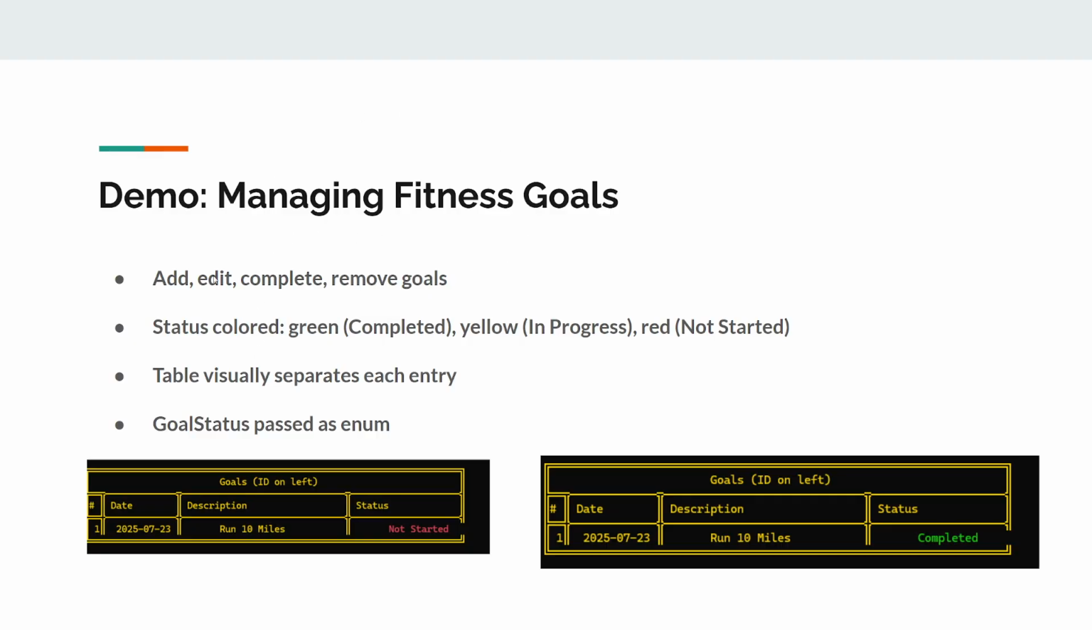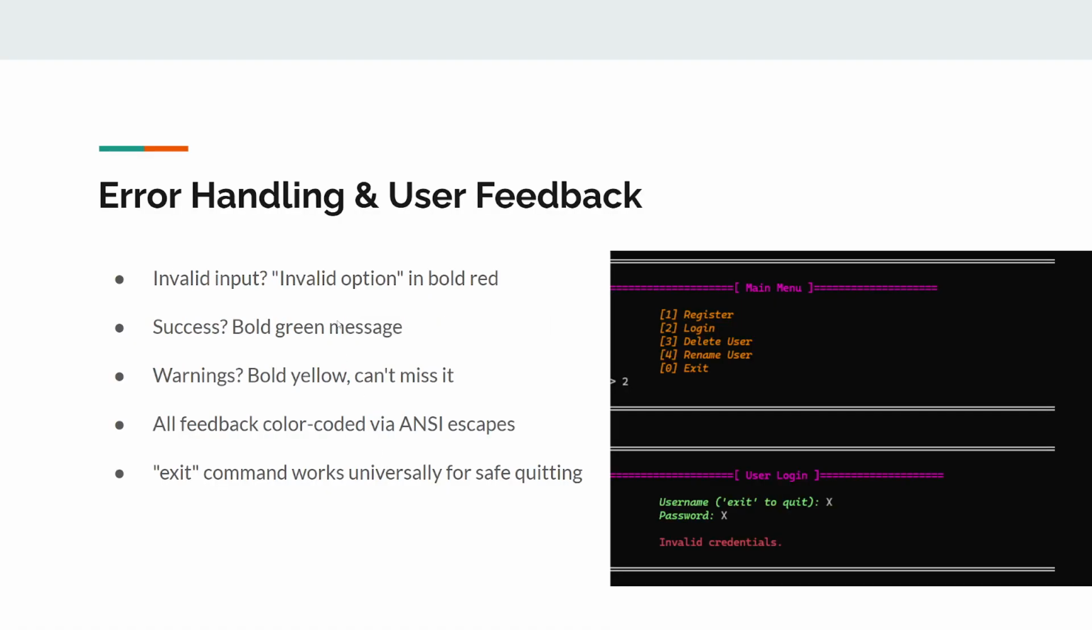So when they want to manage fitness goals, users can add, edit, or remove goals. So there are status colors, which makes it easy for users to see whether or not they're done with the goal. As you can see, the run 10 miles they hadn't started, so it's red. But after a while, they said, "Oh, I'm done," so it's green now because it's completed. And goal status is passed as an enumerator, with just not started, in progress, and completed. Just three things.